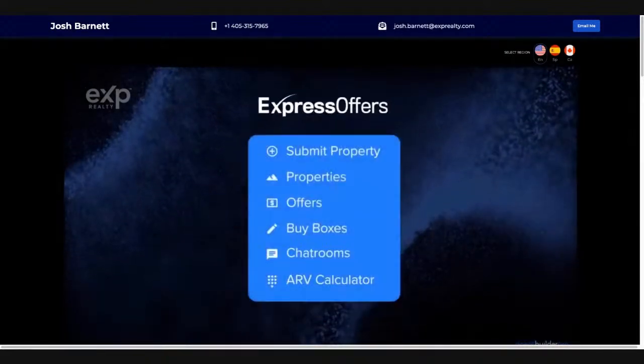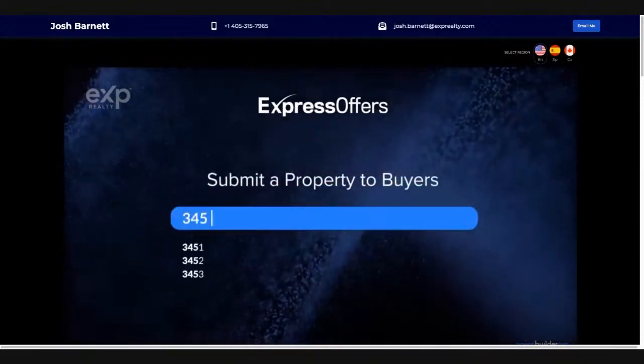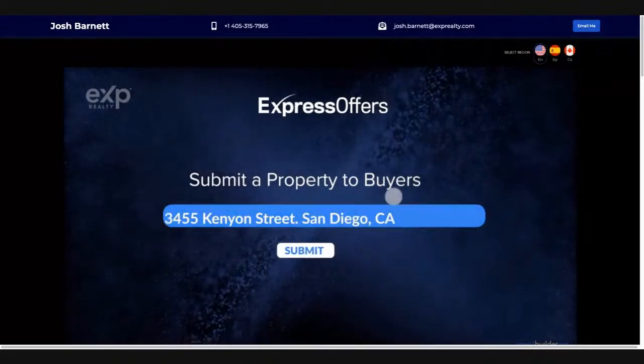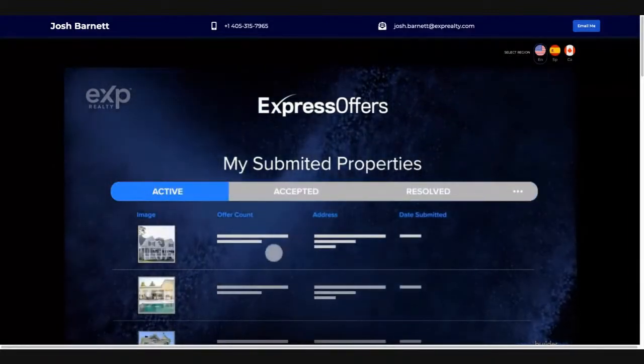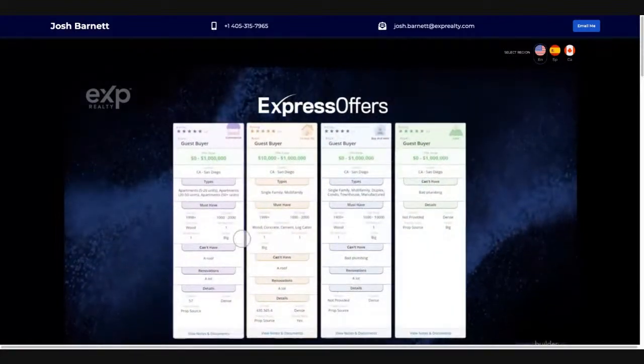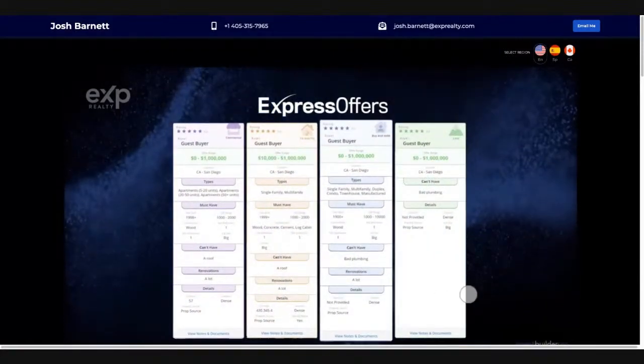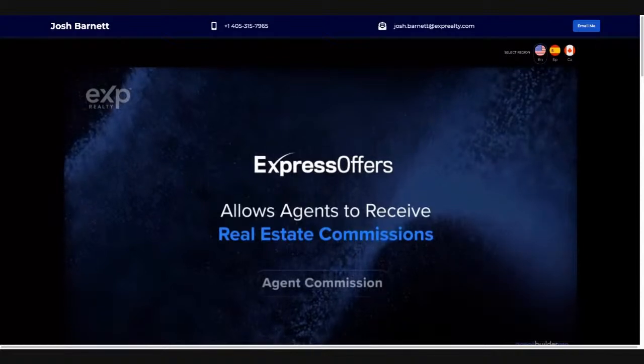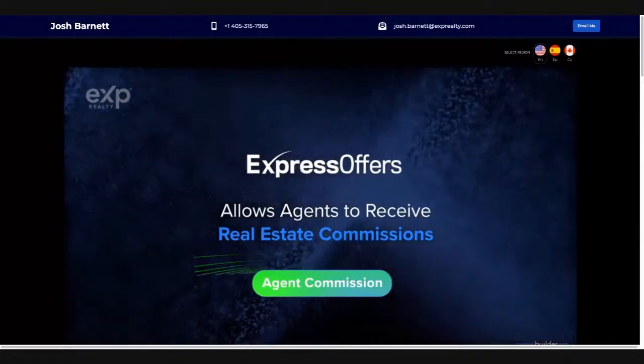Express Offers is a revolutionary new home selling option for homeowners who want to skip the hassle and uncertainty of a traditional home sale. The platform connects sellers with institutional buyers who can pay cash and close quickly. Unlike other iBuyer platforms, Express Offers allows agents to receive real estate commissions.